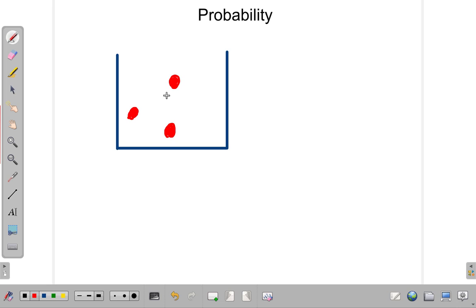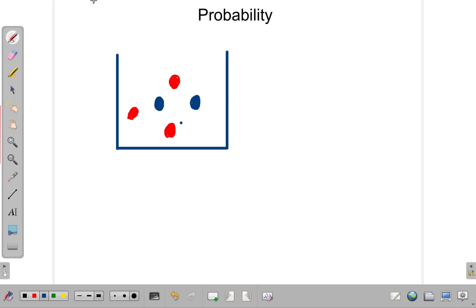Now, you have some blue marbles as well. Now, 1 blue marble, 2 blue marbles in the box. Now, the question is, you pick a marble randomly.